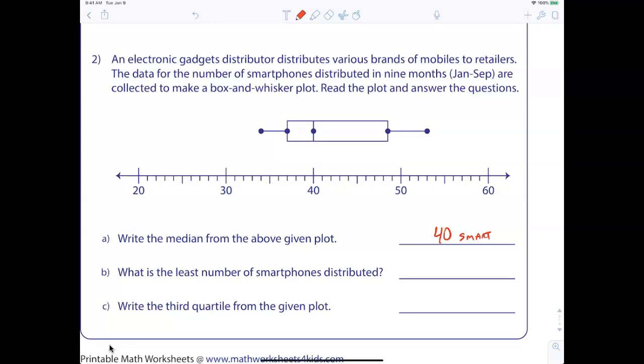Now what is the least number of smartphones? Probably 32. Yeah, I'm thinking like 34, right? 34 phones. I like it. Now write the third quartile. So here's my third quartile right here. What is that looking like? 48.5. That's kind of weird because I wouldn't do a half of a phone. So let's just call it 38.5.